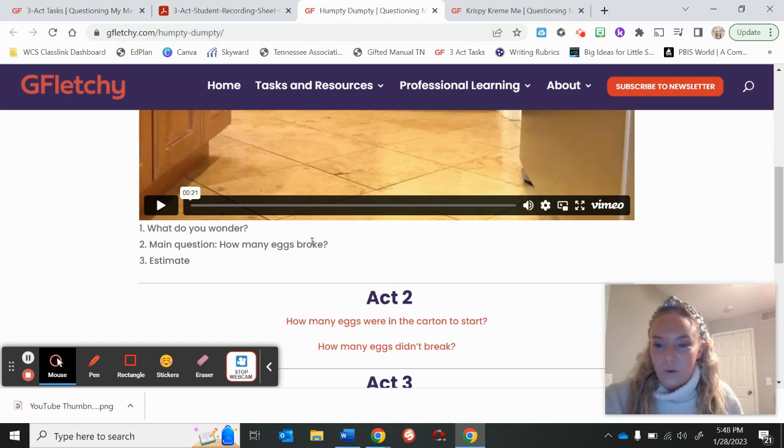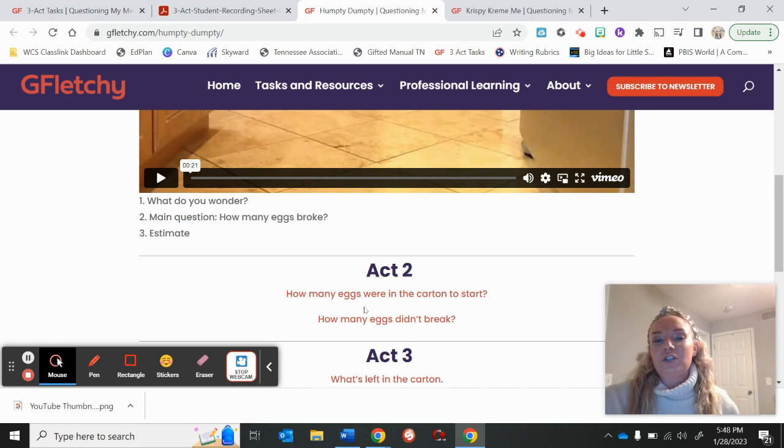So that's kind of that main question. So again, you're solving all this up front in Act One. And that's really the question students are wondering: how many eggs broke? And then they're going to make an estimate. Again, to kind of level that up, you could always have them make 3 estimates. Sometimes that feels safer: a little bit too low, a little bit too high, and a just right estimate.